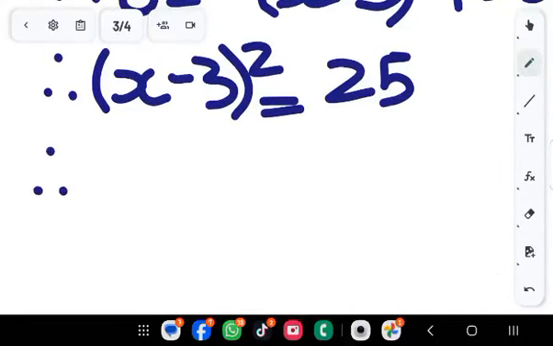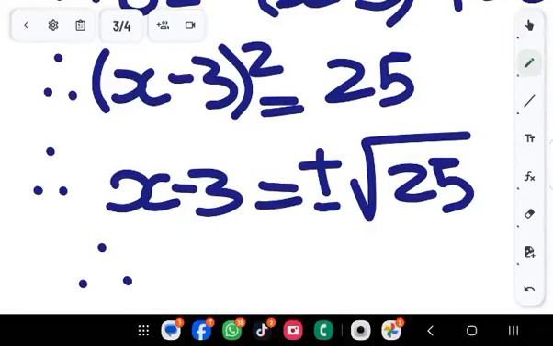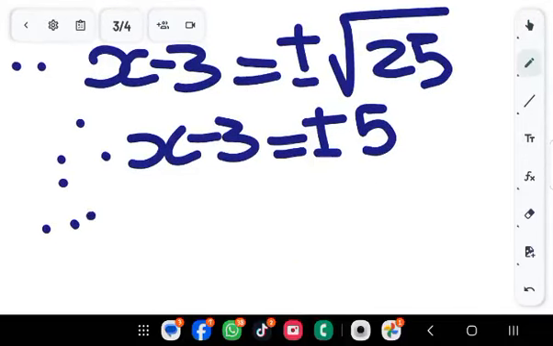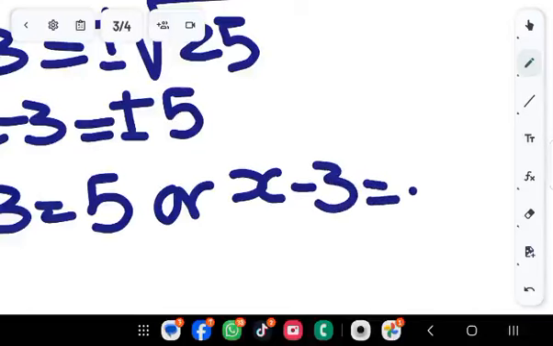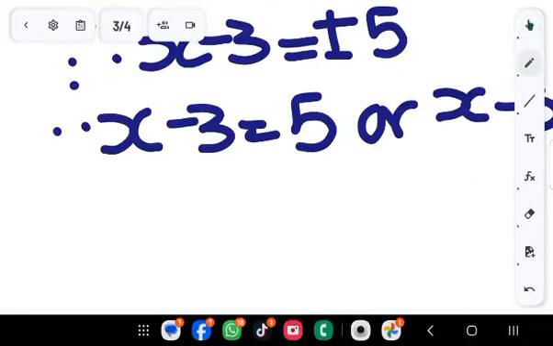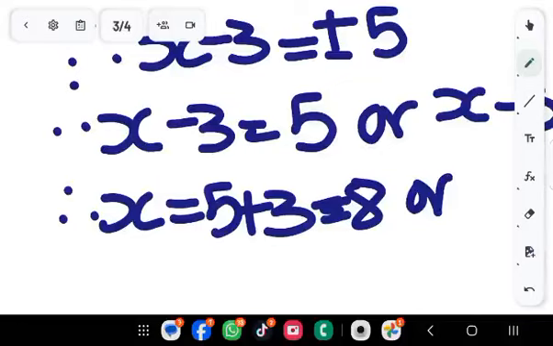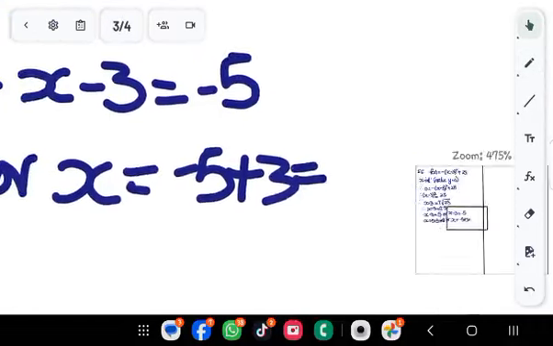Right, there are many ways you can solve this one. Okay, let's find square roots of both sides. So that will be x minus 3 equals plus or minus the square root of 25. That's a shortcut way. x minus 3 equals plus or minus 5. Therefore, x minus 3 equals 5, or x minus 3 equals negative 5. Alright, therefore this makes x equal to 5 plus 3, which is 8, or x equals negative 5 plus 3, which is negative 2.